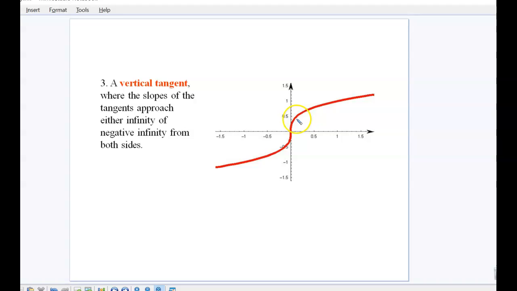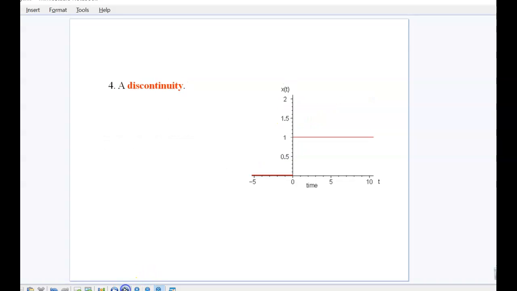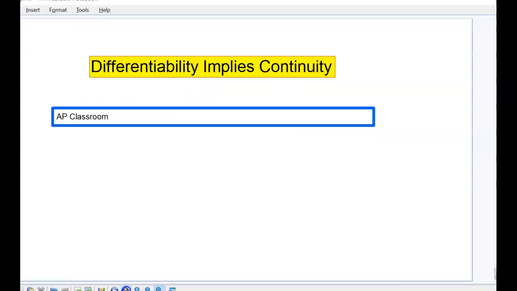A vertical tangent: if I do a tangent line right in the middle, I'd get a vertical line, and a vertical line is undefined. And at any discontinuity, we will not get a derivative because the slope from the left will not equal the slope from the right. Well, the slope from the left could be approaching the same value as the slope from the right, but any discontinuous function cannot be differentiable.